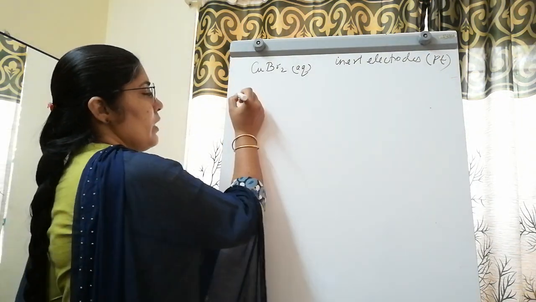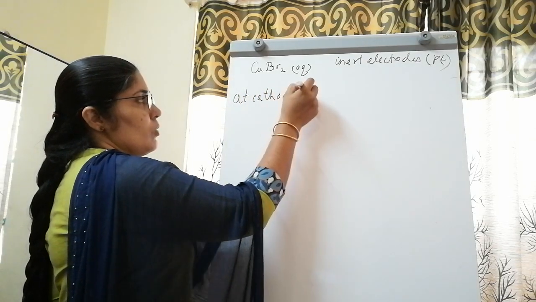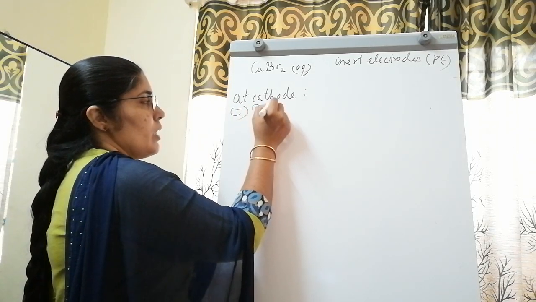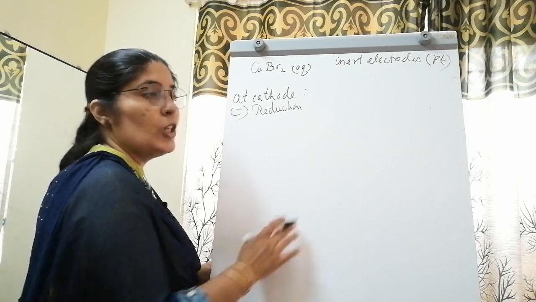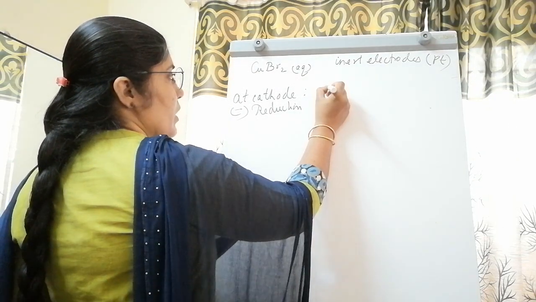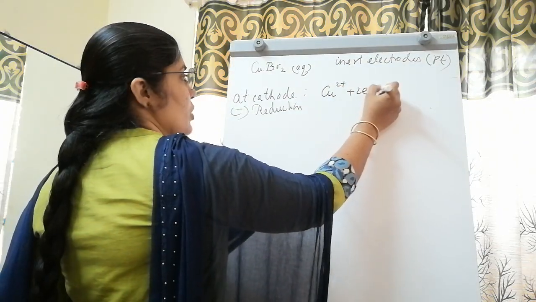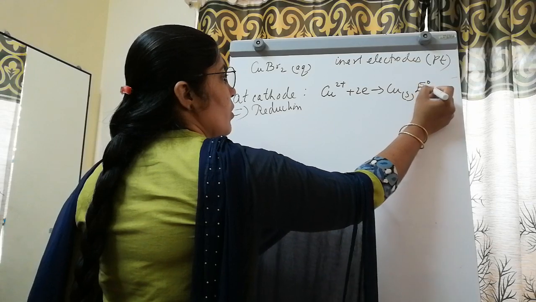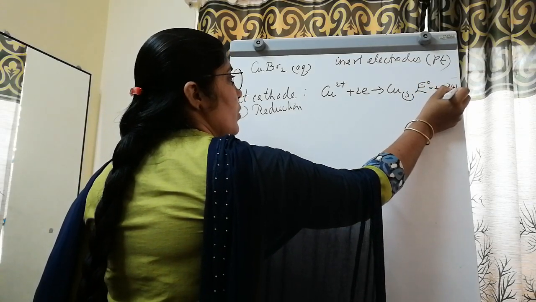Now let's check here. At anode, at cathode, what is going to take place? The cathode always has a negative charge, so here reduction always takes place. What type of ions will be coming here? You will have Cu2+, which undergoes reduction to form Cu solid, and the reduction potential you already would have by now by-hearted as plus 0.34 volt.